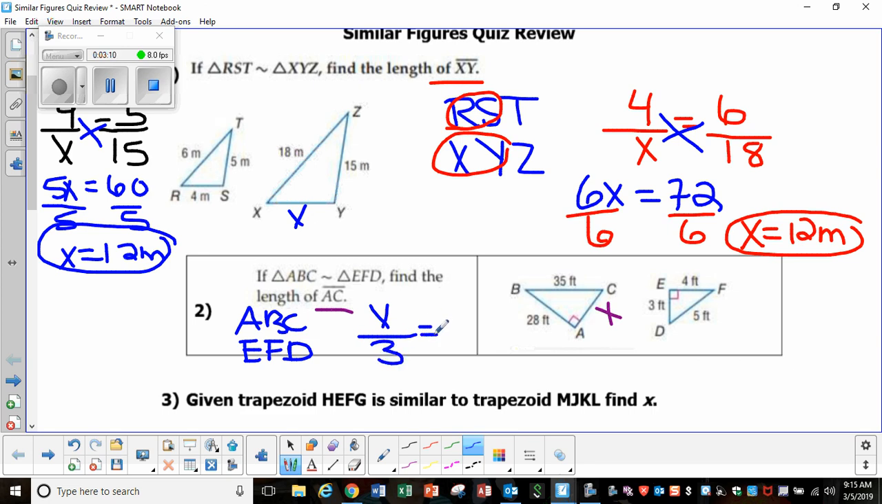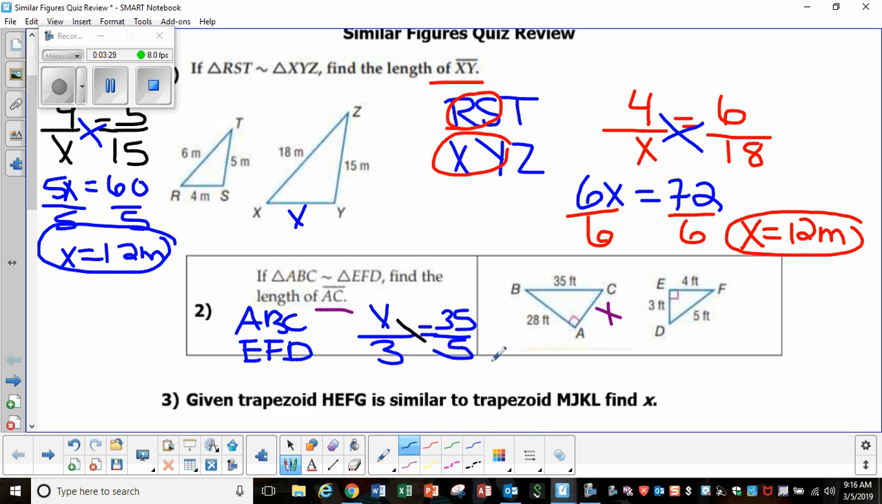And then again, I can pick any of the remaining parts. So I am going to pick here again the slant, which is 35. So that's BC, middle and last. So BC is 35. That's going to correspond to FD, middle and last. So FD is 5. So to find X, I'm going to cross multiply.